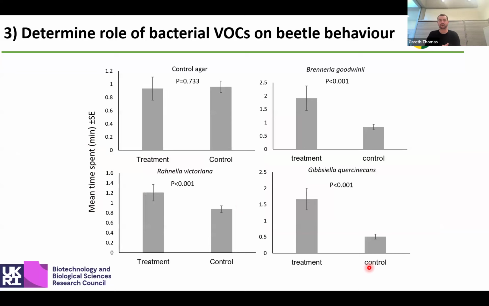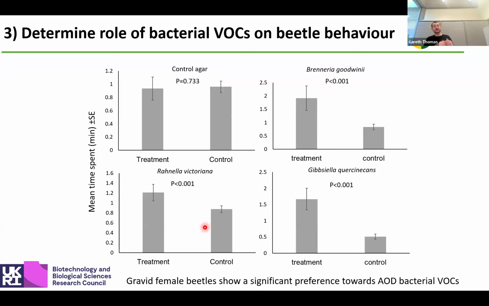As I mentioned, we had the 4 treatments, which were the control agar, the Brunneria goodwinii, Rhinella victoriana, and the Gibbsiella quercenicans. If you look at the first graph, which is just the headspace of the control agar, we can see that there was no significant difference in the amount of time the beetles spent in either the treatment or the control arm. That basically means that the beetles aren't responding to the smell of the growth media on its own. But with the following 3 graphs, we can see that the beetles spend a significantly greater amount of time in the arm which contains the treatment, which is the different bacterial odours, compared to the control.